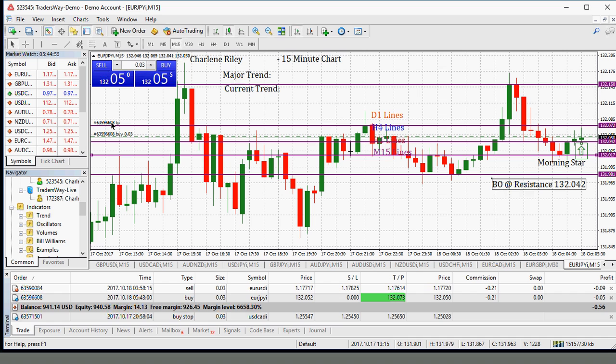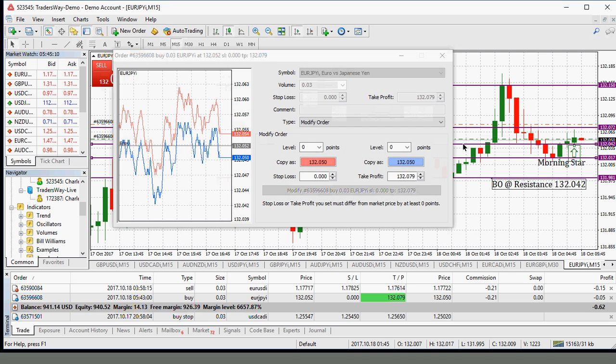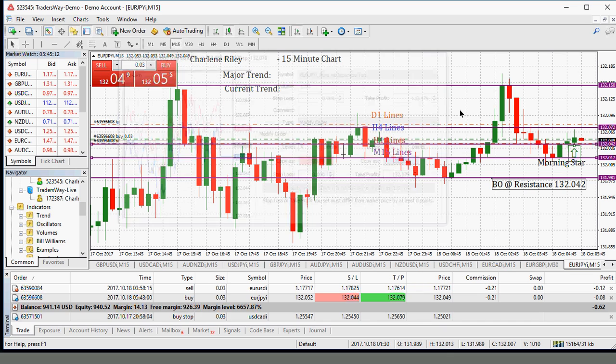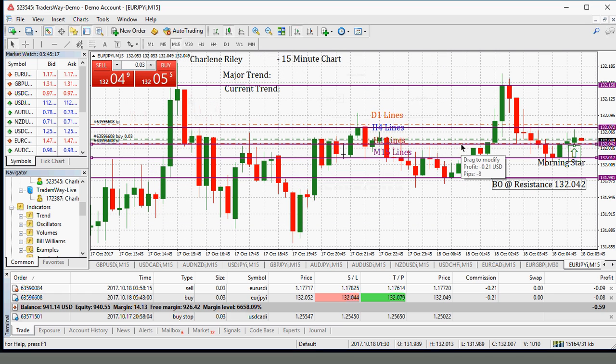Okay, here's my take profit. So let me just move it up a little bit so we can see it. My take profit is here, tied to this line, and then my stop loss. My stop loss is here, tied to this line of support and resistance.